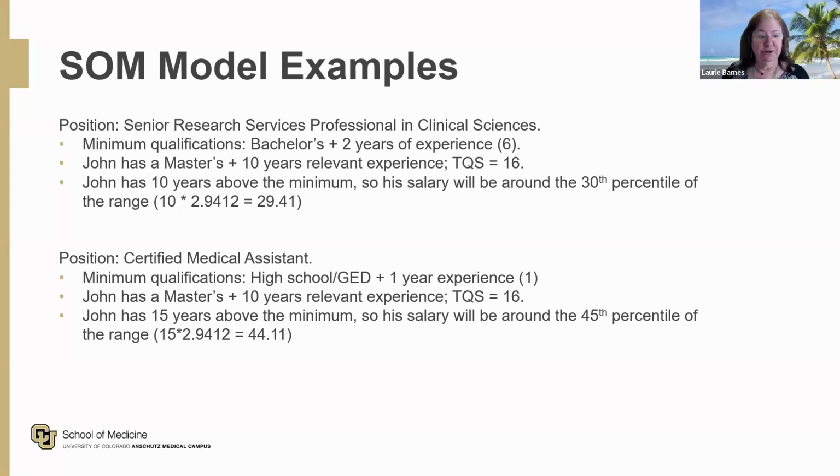We also have another John who's a certified medical assistant. That position requires high school or GED plus 1 year of experience, so a TQS of 1. This John also has a master's and 10 years, so 16. So John has 15 years above the minimum for a certified medical assistant. So his salary would be around the 45th percentile of the range. Again, those 15 years above the minimum qualifications times the 2.9412 factor puts him at the 44.11 percentile of the range.